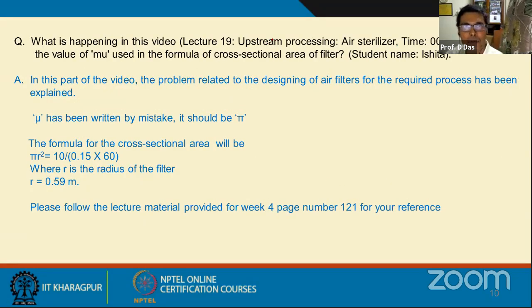Now another question asks about the mu calculation. Mu was written by mistake. Mu should be replaced by pi, where pi is 22 by 7, which is equal to 3.14. You make the necessary correction. This is in the air filter problem we have written. If we use a cylindrical surface, pi r square is the cross section area, where r is the radius. From that you can easily calculate the radius. So you make the corrections. Thank you for your question.